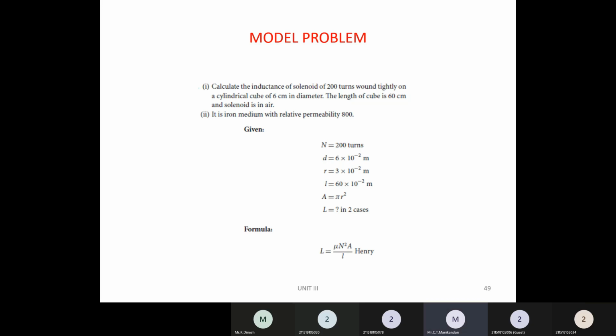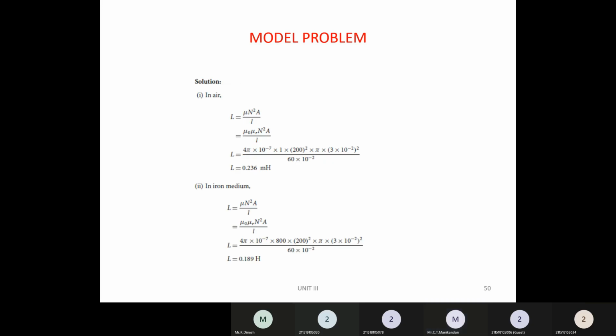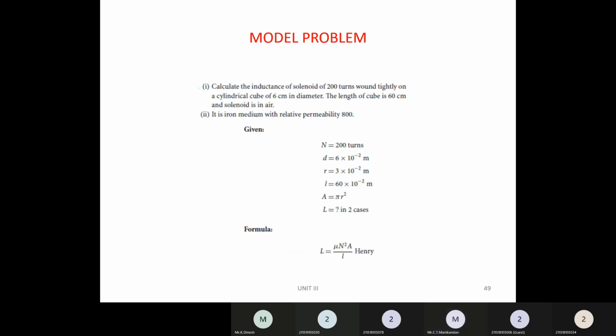For the first case, the formula is L equal to mu n square A by l. Mu value is mu naught into mu r. Here mu r value is 1. So L equals mu naught mu r n square A by l. Substitute the values and you will get the inductance. If the medium is iron, you have to substitute the mu r value here. It is not 1; the problem gives you the mu r value. Substitute that value and find the inductance. This is how we have to solve problems with the magnetic field.